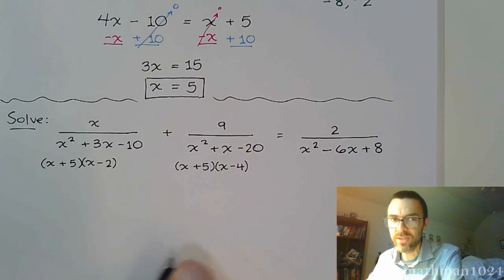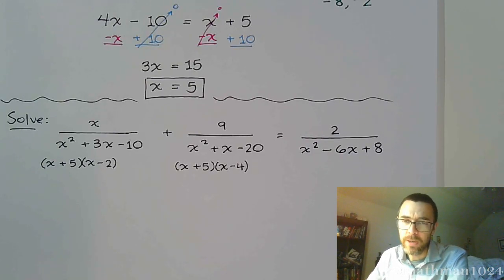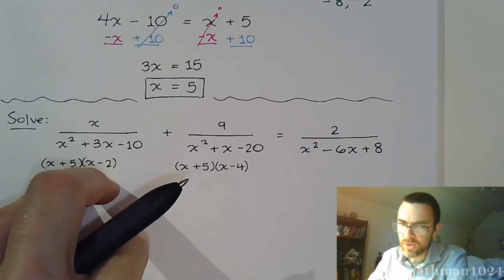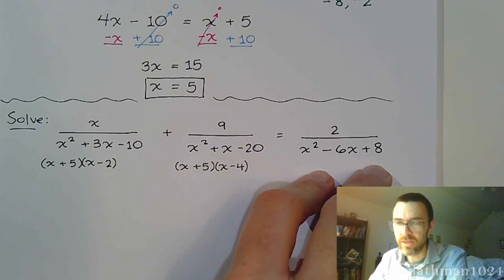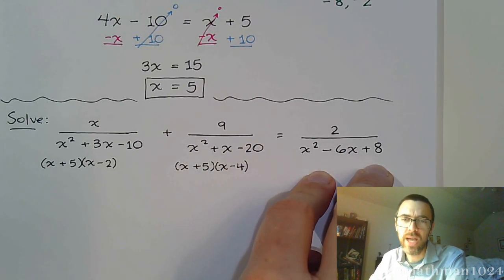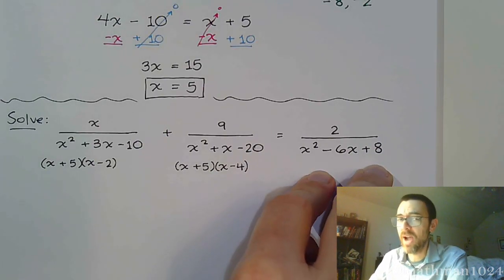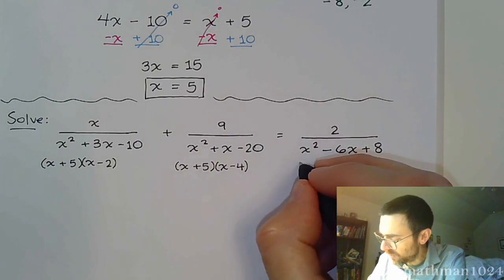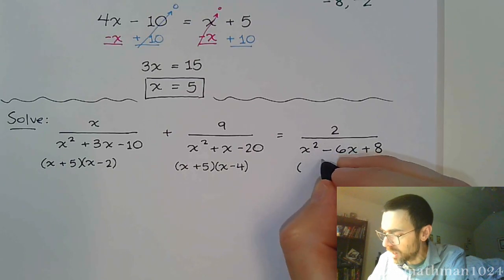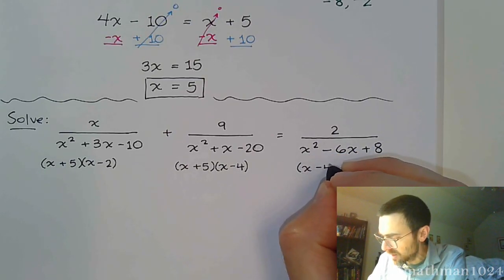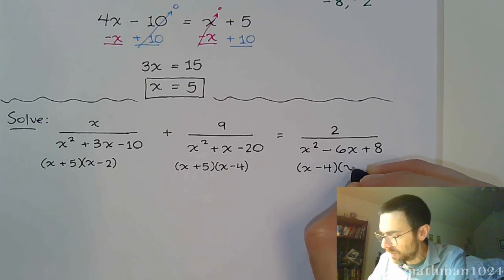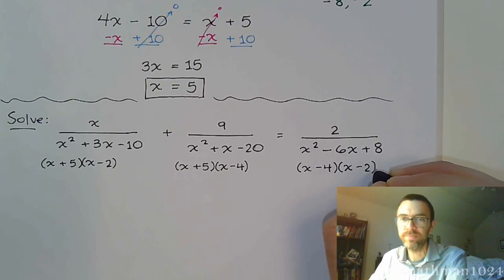And at this point, you're going to start to see these factors repeat. If these factors are completely different from those factors, we might be having a problem with our signs or just not factoring correctly. We should have some factors that are already in common. So here, factors of 8 that add to 6. That's going to be 4 and 2. So x minus 4 and x minus 2.